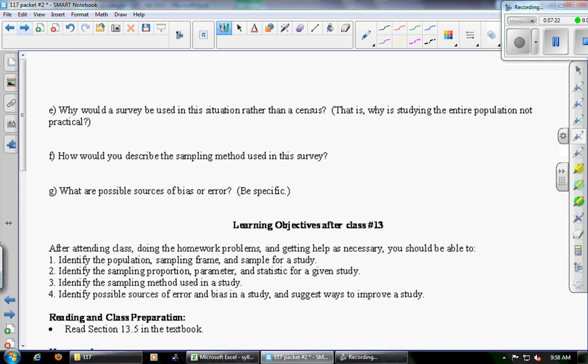Okay, so let's move on to E. Why would we use a survey rather than a census? Remember, a survey is where you ask a small sample. Census is where you ask everybody. Morgan?